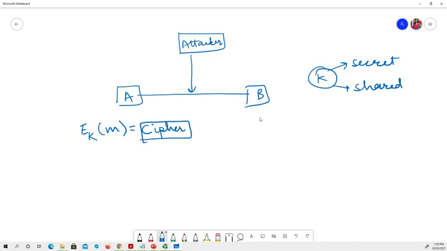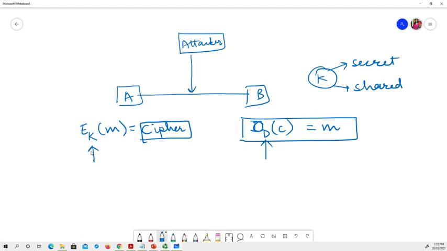Bob, on receiving this ciphertext, can apply the decryption algorithm using the key D on the ciphertext in order to generate the message M. Here, in symmetric key cryptography, the decryption key and the encryption key could be the same, or shared among each other, or one can be generated from the other. This is what is termed symmetric key cryptography.